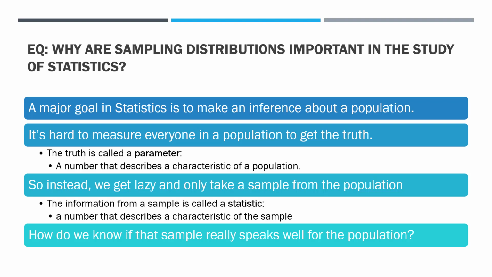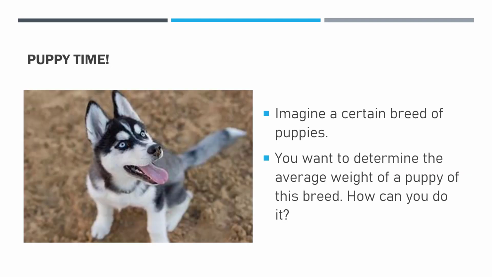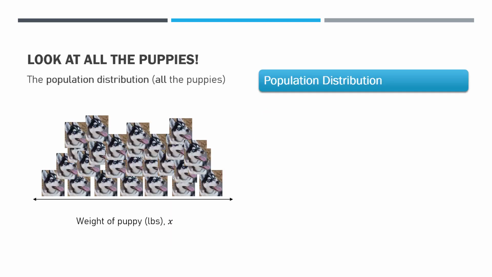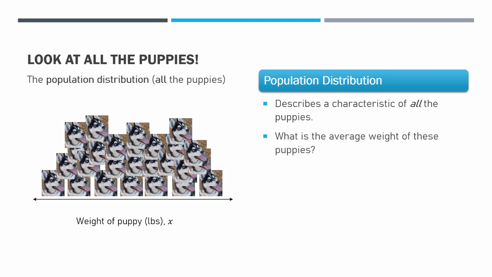Let's try and explore this by taking a look at puppies. Imagine a certain breed of puppies. Now you want to determine the average weight of a puppy of this breed. How can you do it? Let's look at all the puppies. That would be looking at a population distribution. We measure the weight of every single one of them. We should remember this from chapter 1. It describes a characteristic of all the puppies, every individual in a population.